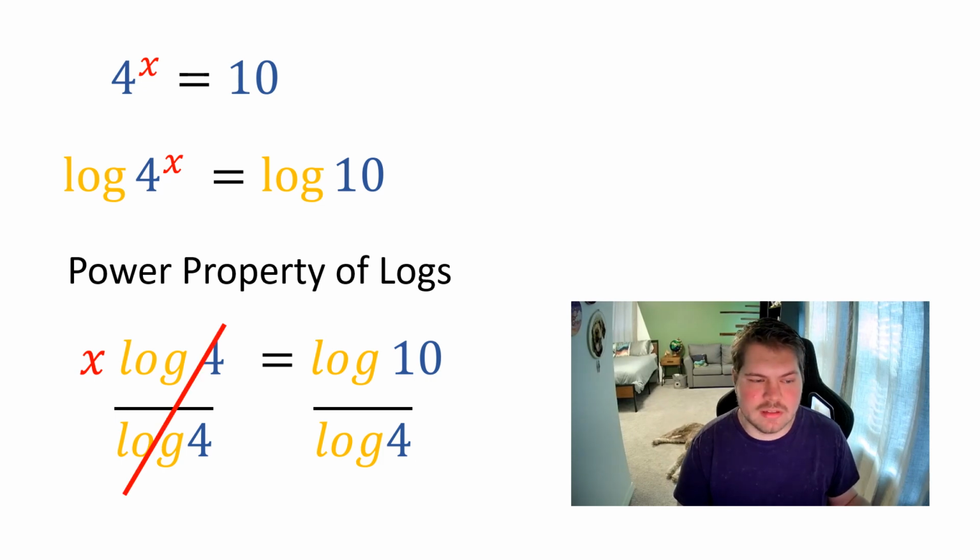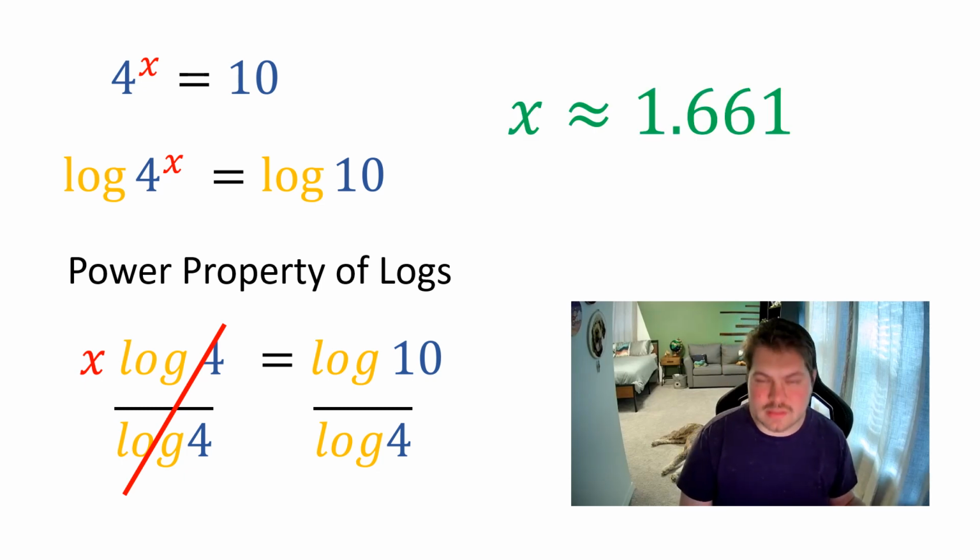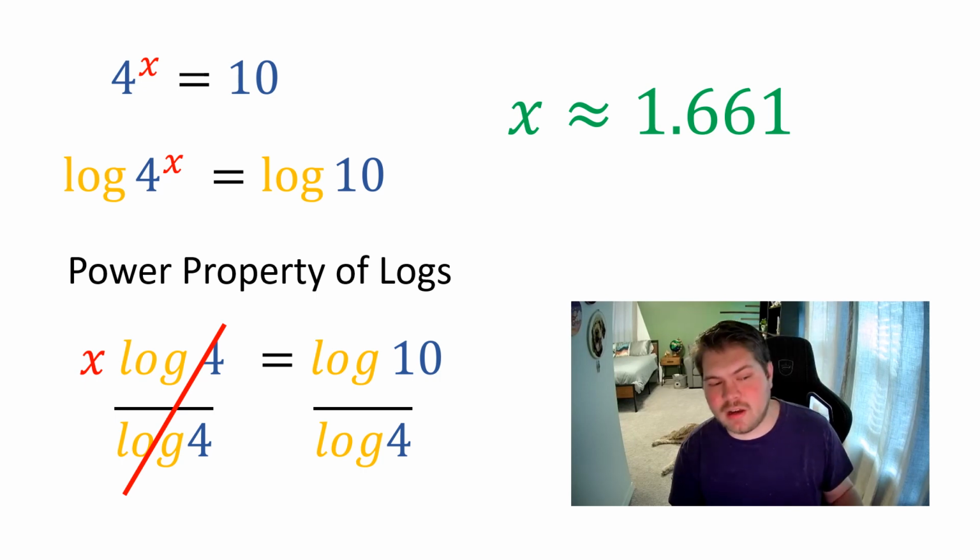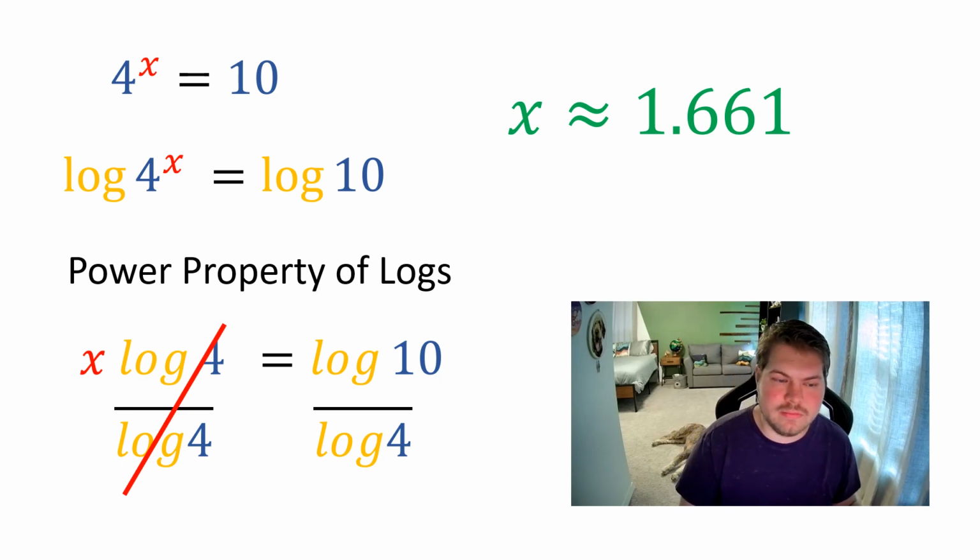Cancels out on the left. You can plug this into the calculator, or you can do 1 divided by log 4, because we know log 10 of 10 is 1. Either way, you should get that x is about 1.661. Again, feel free to try that on the calculator to practice, but you should get x equals 1.661, whether you did it as 1 divided by log 4 or whether you did it as log 10 divided by log 4. All right, let's try the next one.